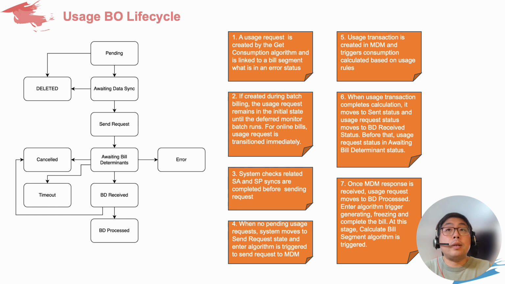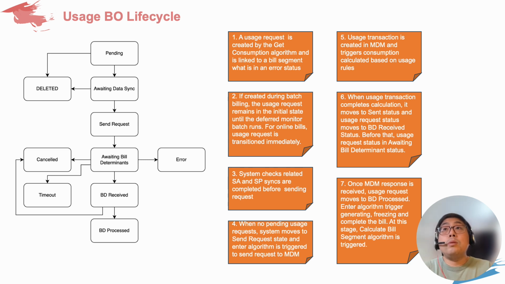And number 4, when there is no pending usage request, the system moves to send request status, and the enter algorithm is triggered to send a request to MDM. Okay, that's the one we said before. It's probably the C1 algorithm, now it becomes X1. Number 5, a usage transaction is created in MDM and triggers the consumption calculation based on the usage rules.